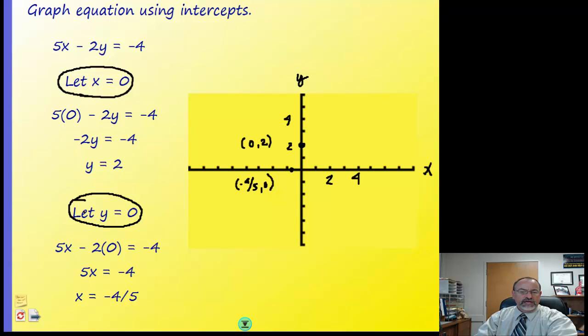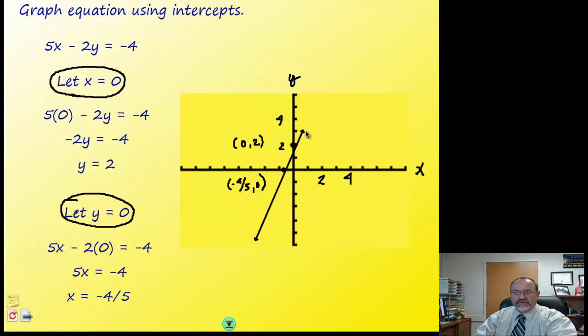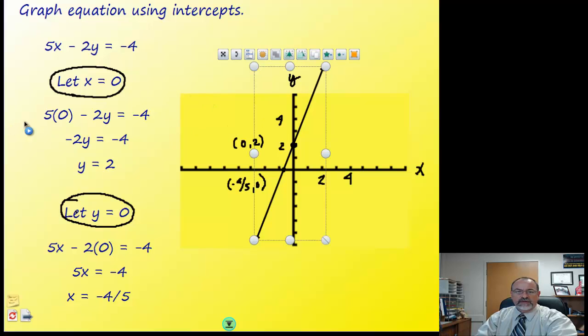Okay, so let me get my line thing out here. Where is it? All right, here it is. Okay, so now you connect those 2 points and you have your line. I'm going to have to move that around just a little bit here. Okay, so there's my line.